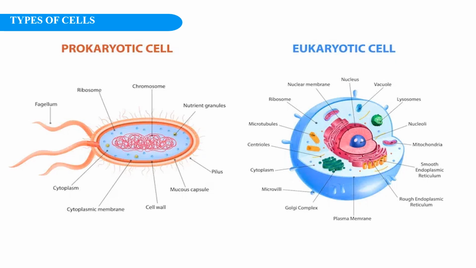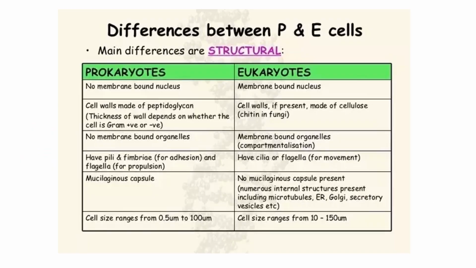These prokaryotic cells we can see in the case of bacteria. So mainly the nucleus is surrounded by a nuclear membrane in the case of a eukaryotic cell, but in the case of a prokaryotic cell it is not. So the main difference is there is no membrane bound nucleus in prokaryotes. A membrane bound nucleus is present in eukaryotes.